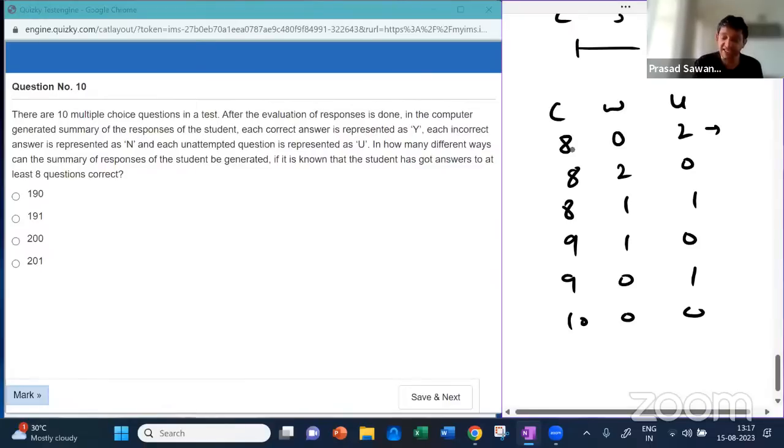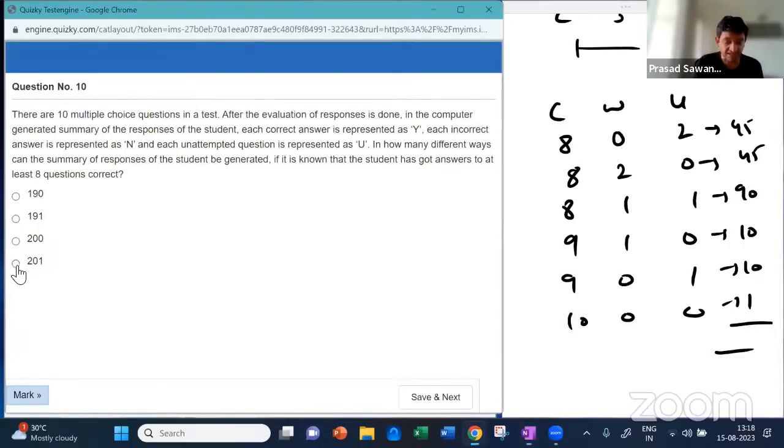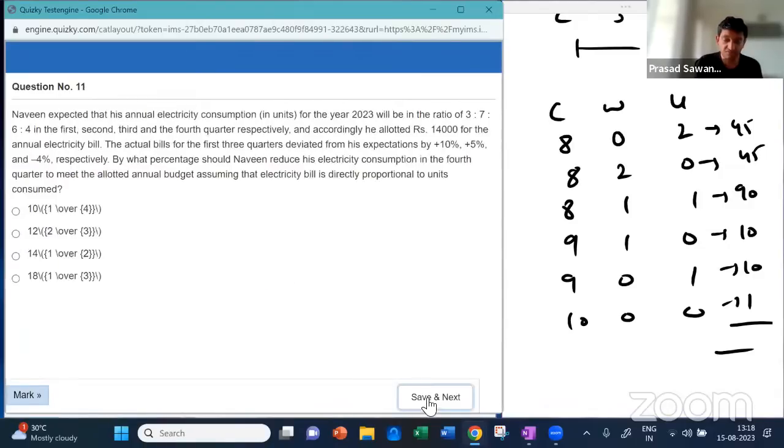Okay, let's see. 10C8, 10C2, 45, and so 45 itself, right? What am I doing? I'm doing something wrong. Okay, let's see. So 45, this will also be 45. This will be 45 into 2, 90. This will be 10 into 10, that's it. This will be 10 again. This will be 1. So how much is that? 90, 90, 180, 200, 201. So there's an option 201. I think it's right. I'm not talking about the order at all. Y and N, it's not about question number at all.